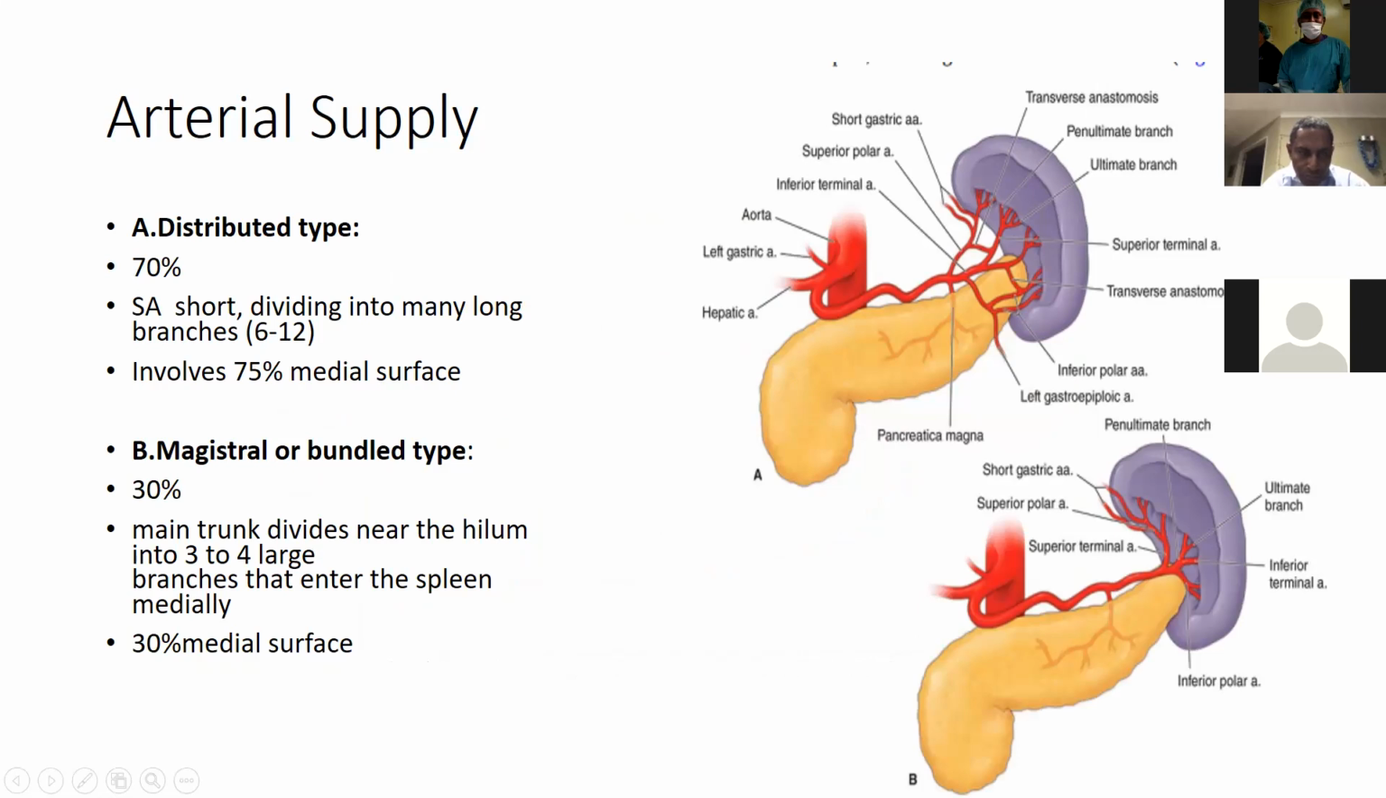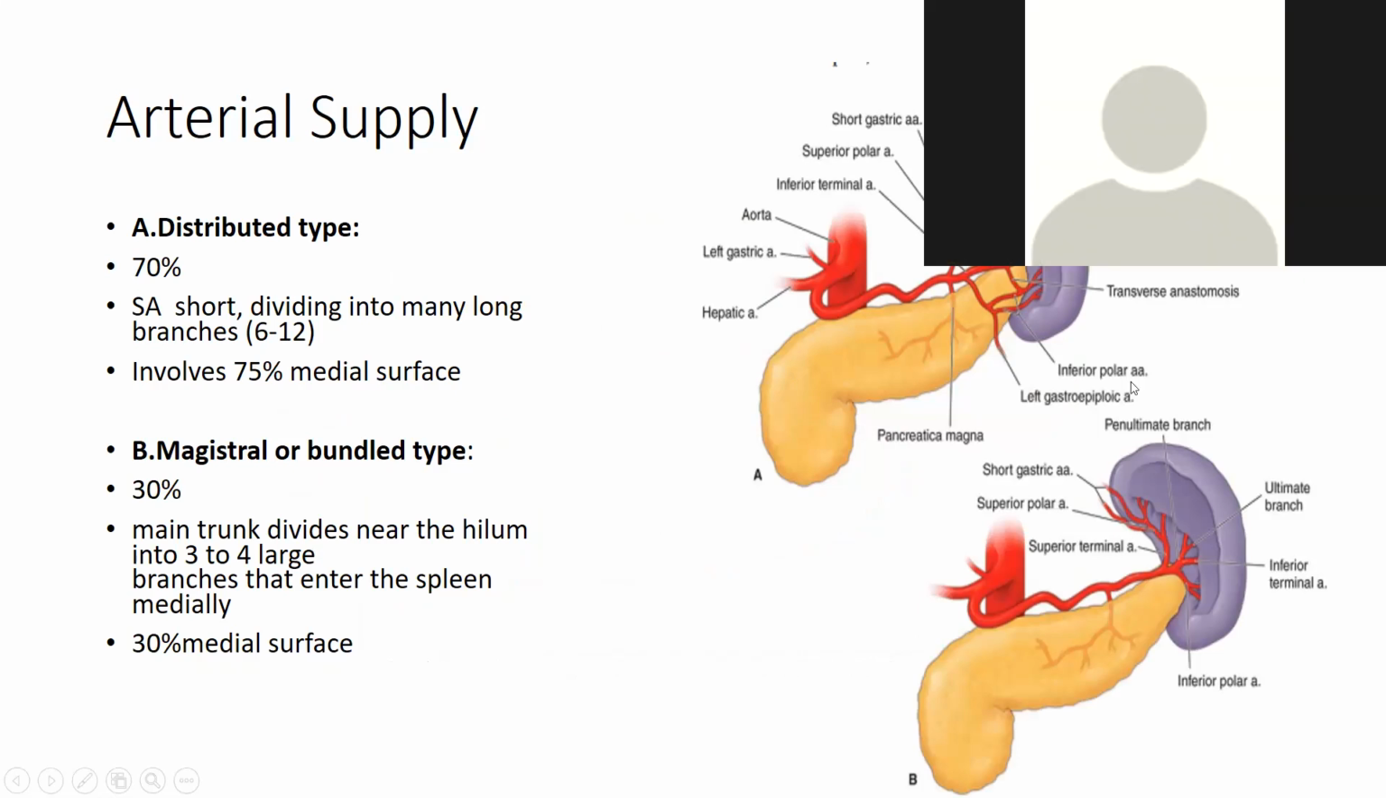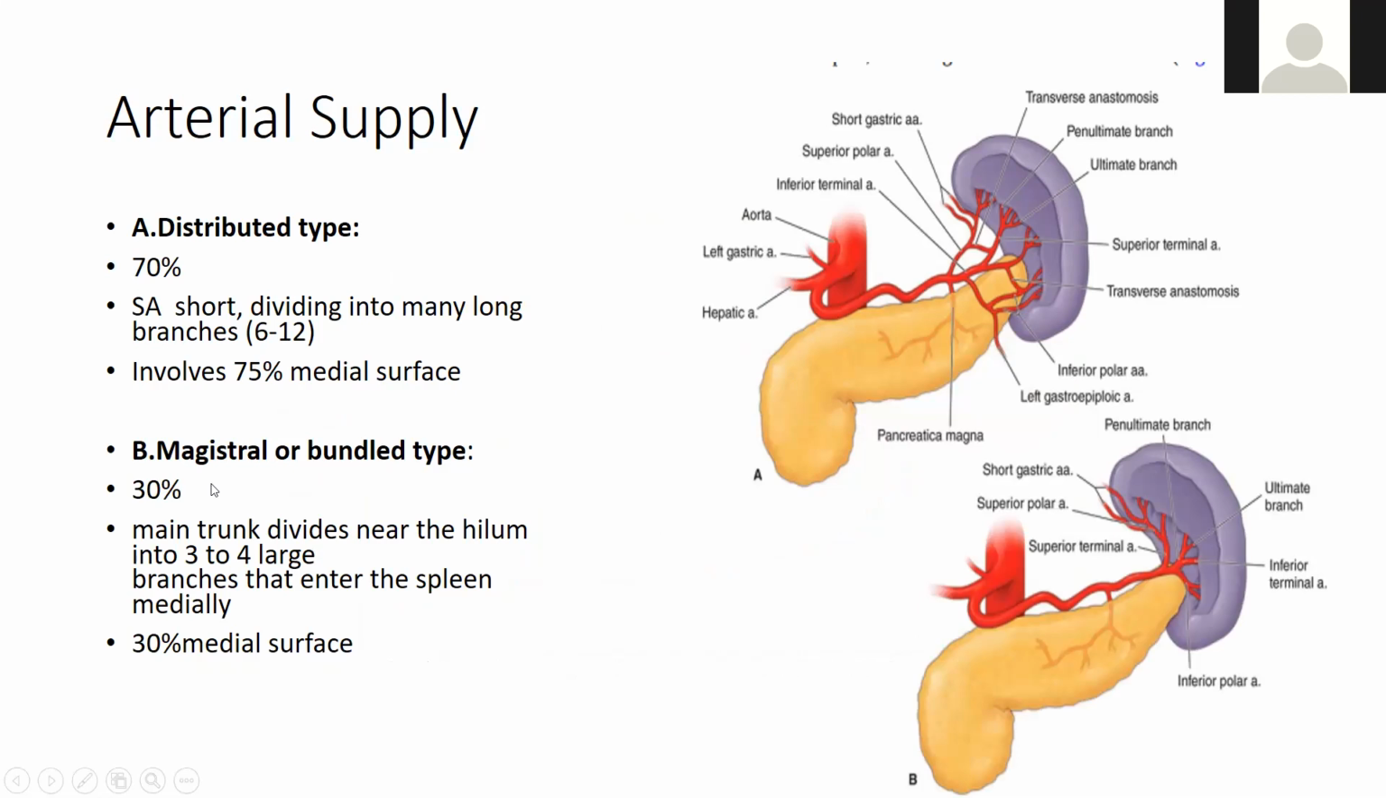He found that 70%, the majority of the patients, had a distributed type, where you have a very short splenic artery with the divisions about 3 to 13 centimeters before the hilum. And then this distribution covers about 75% of the medial surface of the spleen. And the uncommon type is the one you see here. You have a longer length of the splenic artery, and then near the hilum, you have shorter distributions, which cover 30% of the medial surface.